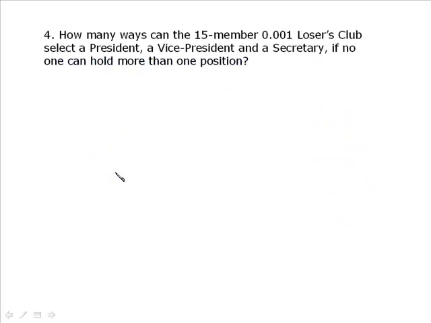Next question. How many ways can the 15-member .001 Losers Club select a president, a vice president, and a secretary if no one can hold more than one position? So that means that if you're the president, you cannot be the vice president or the secretary. So we set it up. It doesn't really matter which order you do it, but I'll go president, VP, and secretary and ask myself that question again. How many choices?